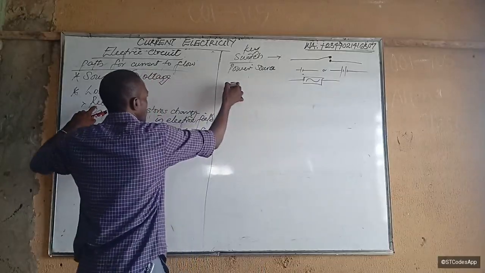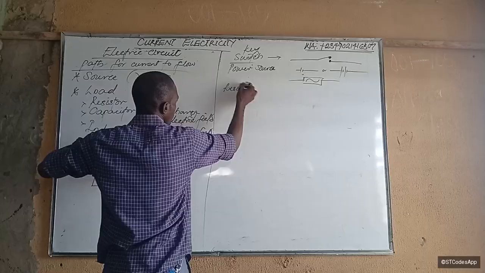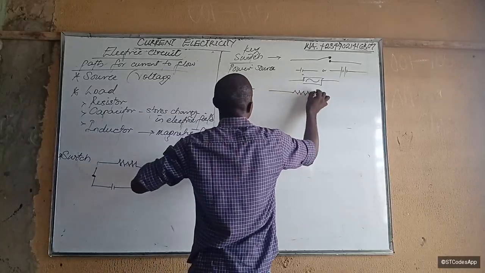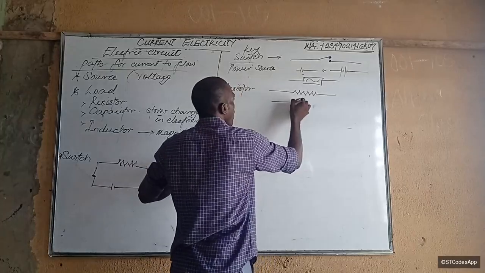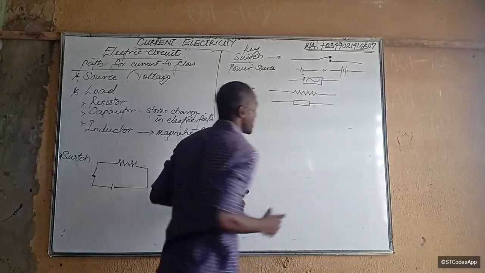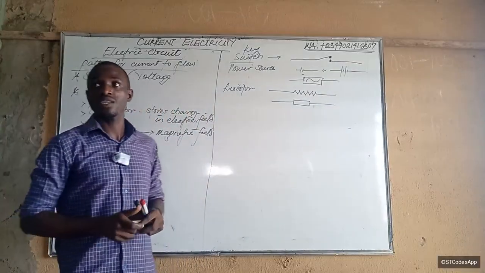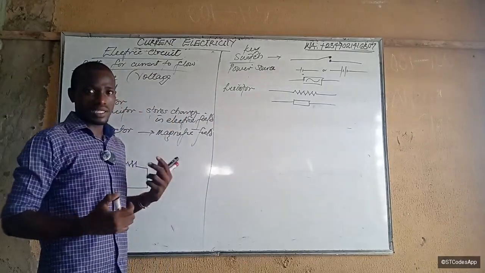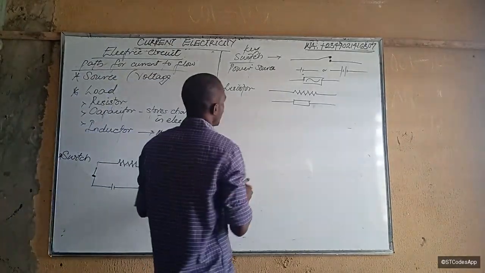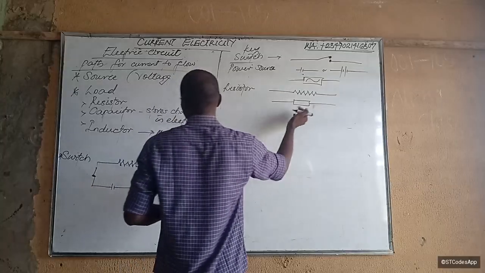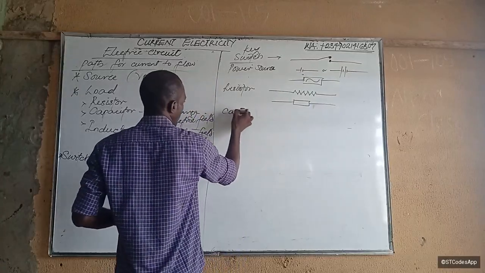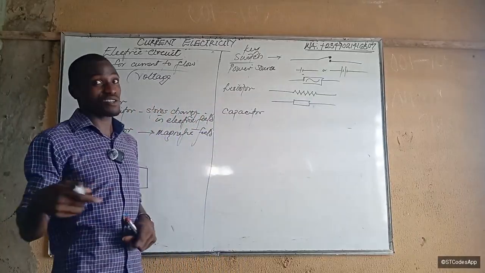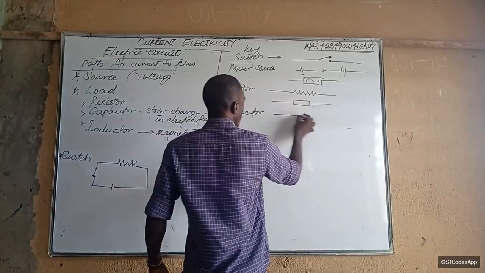Now, let's talk about the resistor. The resistor looks like this. What I plan to do in this video is to cover all the basic things that you must know. You can't say you know electricity without knowing all these basic things, okay? Before we deal with the in-depth stuff. So a resistor pretty much looks like this. Then we have a capacitor, which I said stores electric charge in an electric field. Don't forget.